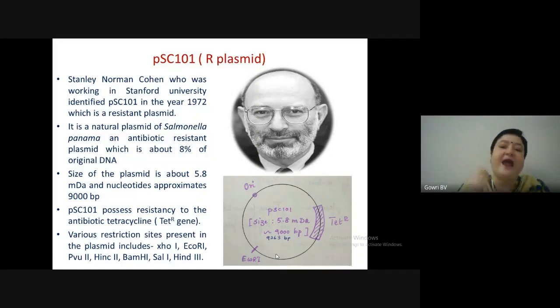In case any antibiotic is sensitive, it will be mentioned as TET yes or AMP yes. Whatever antibiotic shows sensitivity will be mentioned as yes. If it is resistant, it will be designated as R. So it possesses the TET-R gene, and the various restriction sites present in the plasmid include ZO1, EcoR1, PVU2, HING2, BAMH1, SAL1, and of course HIND3.